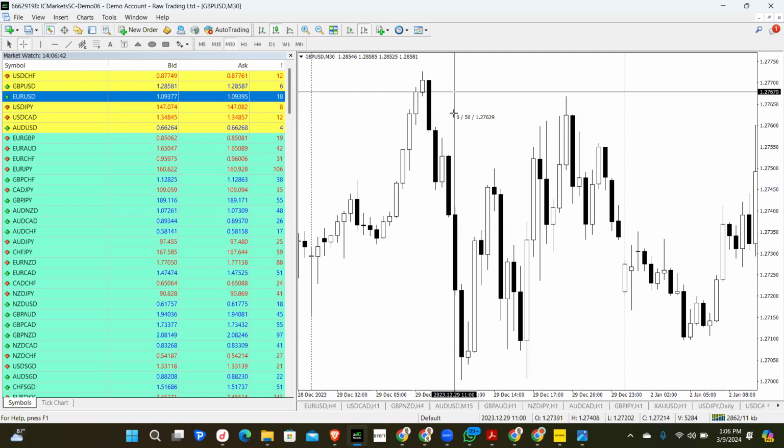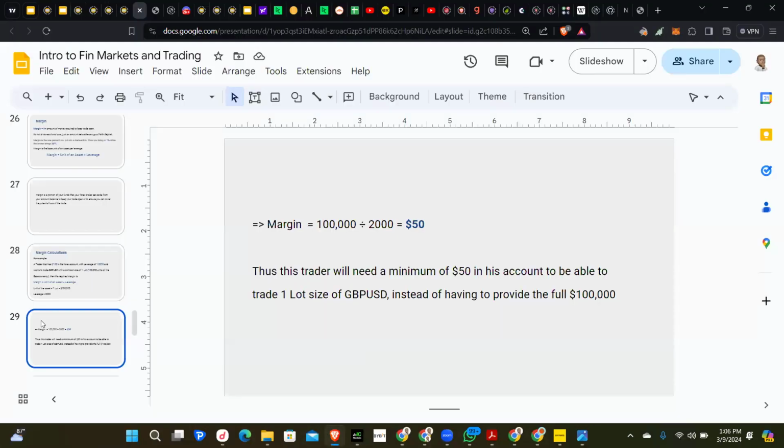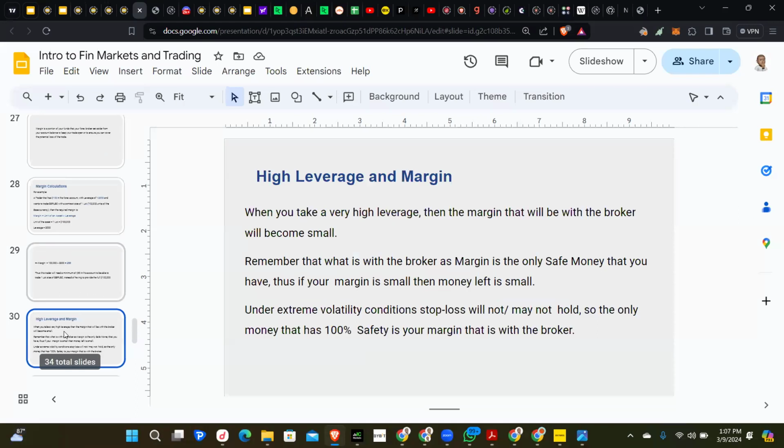We actually go in depth on this when we are treating the risk management section, so I don't want to dwell much on it. This is just an intro. All right, so I believe you have more understanding of margin, but if it's not clear, you still let me know.